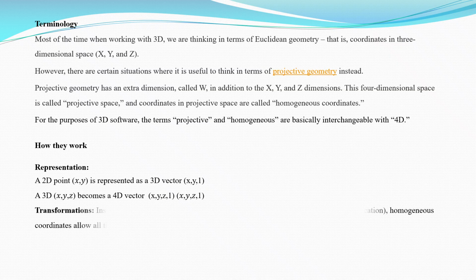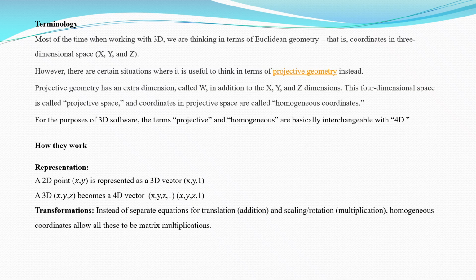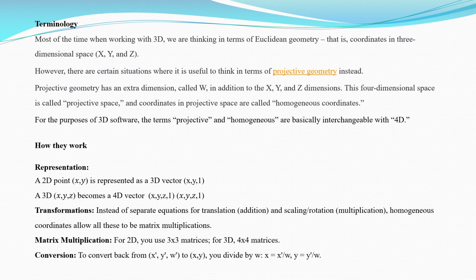Next, instead of a separate equation for translation, which is an addition, and scaling, rotation and the remaining transformations, which are multiplications, using the homogeneous coordinate we perform all the transformation processes by matrix multiplication only. So it will represent 2D as a 3 by 3 matrix and 3D as a 4 by 4 matrix.